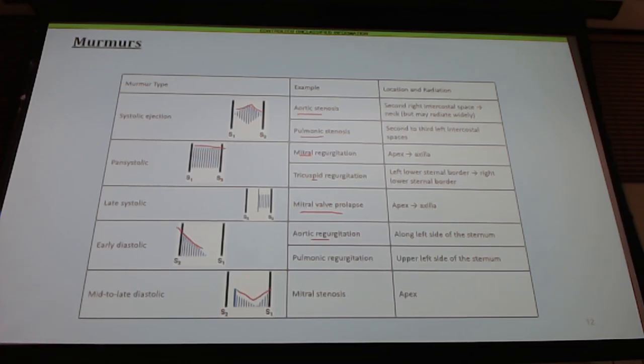A lot of information, and when we talk about each one of these valvular diseases, we'll talk about why we see this configurational change in that murmur. Okay.